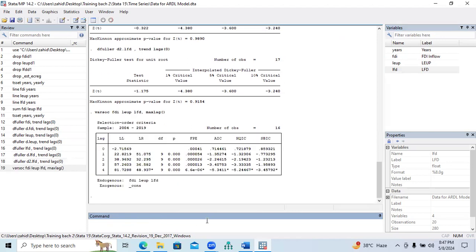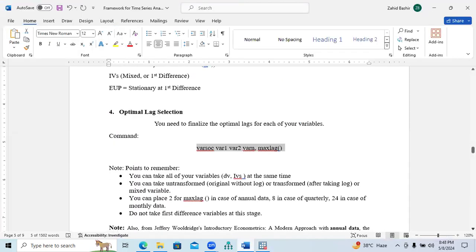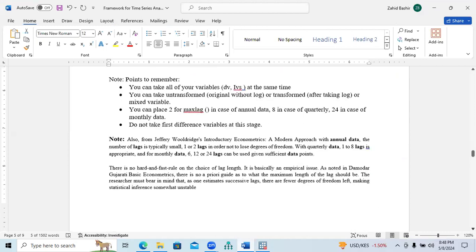So we can run this command, and you can see here the maximum lag, which is located using the AIC, HQIC, and SBIC criteria, because the asterisk signs are appearing in front of 4. So we can say that the maximum lag length for running the ARDL estimation for this particular estimation is 4. So the maximum lag length has been declared.